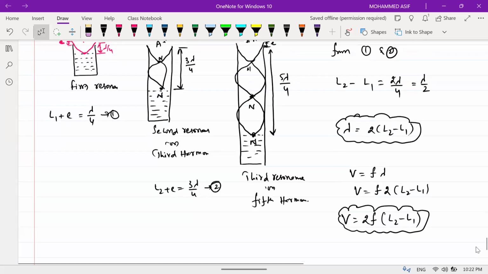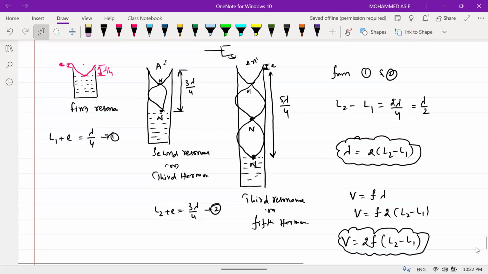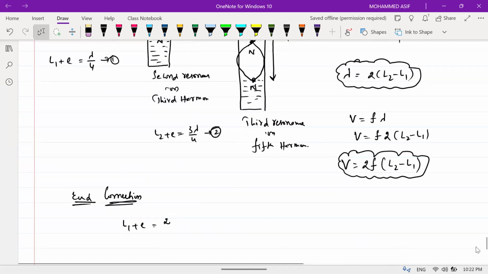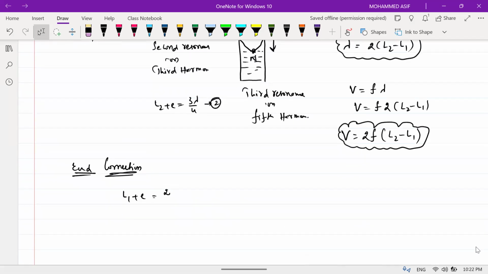Now, how do you calculate this end correction? That extra distance right now. So I need to calculate the value of E. So end correction can be calculated by the formula, a very important formula. The detail is going to take time, but the formula is more than enough to do the numericals. L1 plus end correction is equal to how much? L1 plus E is lambda divided by 4. Lambda value already I got. Lambda value is equal to 2 times L2 minus L1 divided by 4.